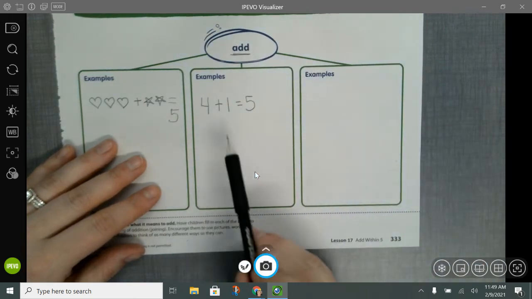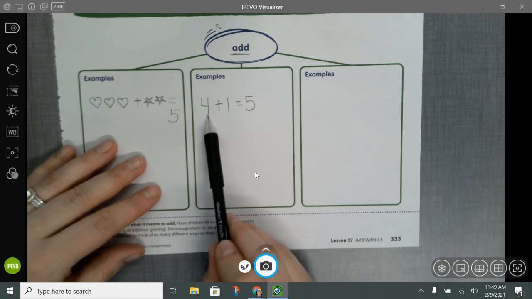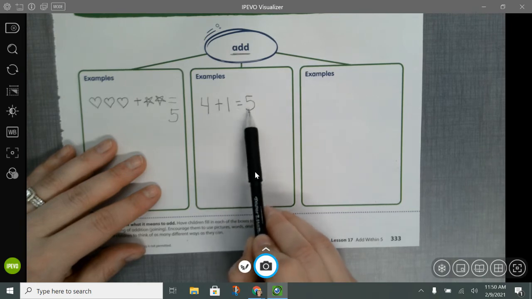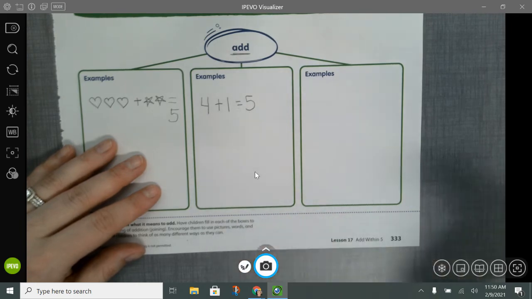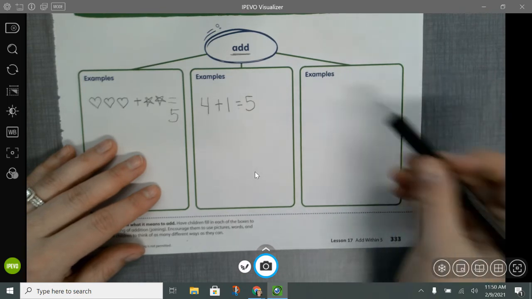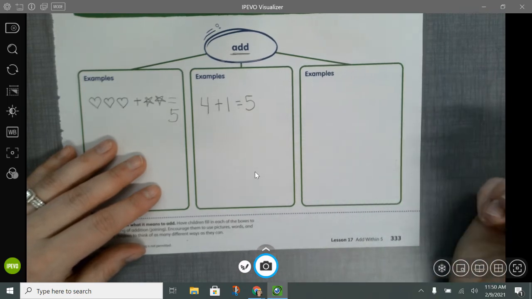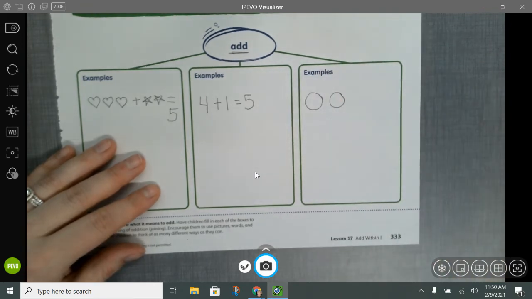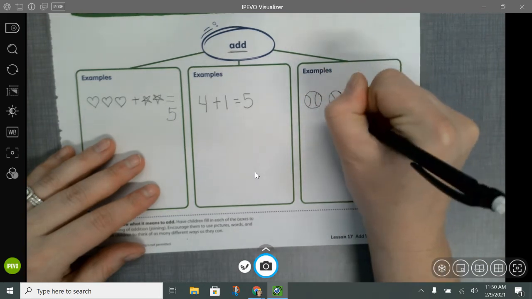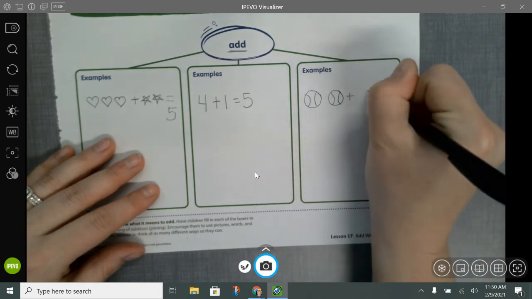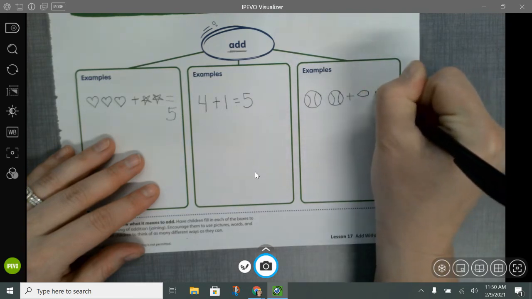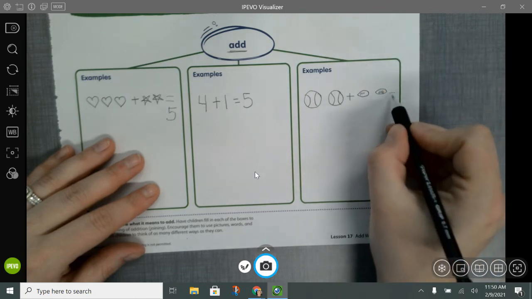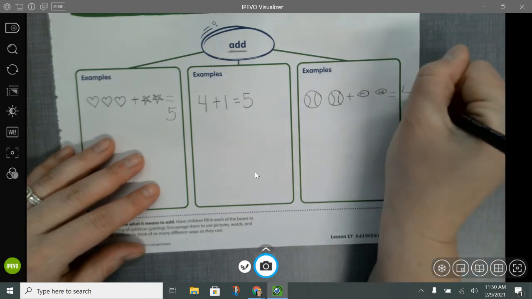All right, let's see if you did any like me. So I used numbers on this one. 4 plus 1 equals 5. Good. I could even use more pictures over here. Maybe I want to draw 2 baseballs plus 2 footballs equals 4.